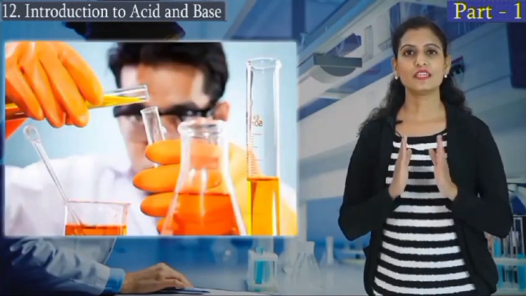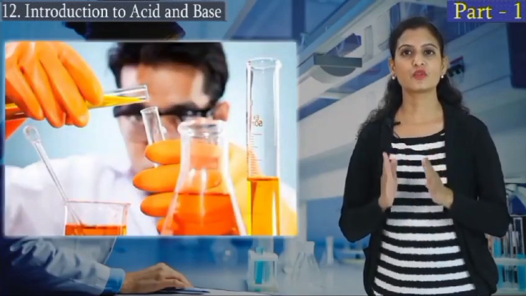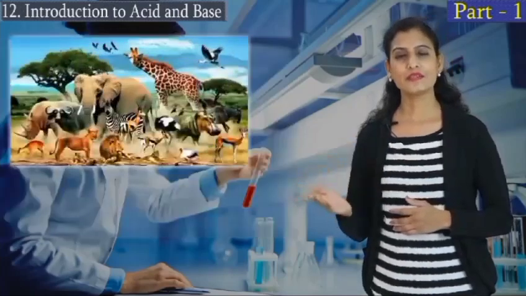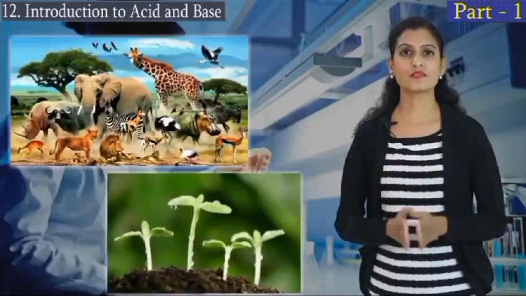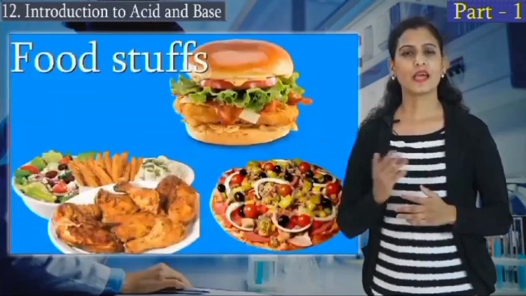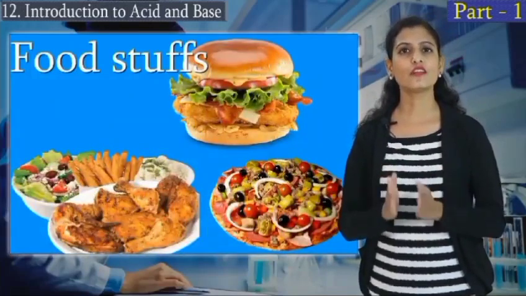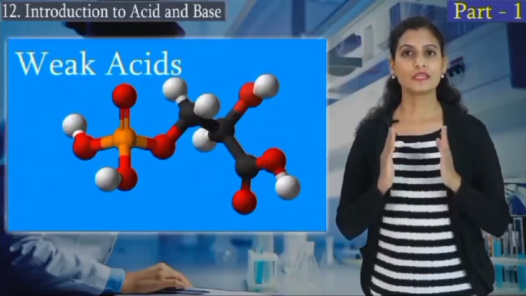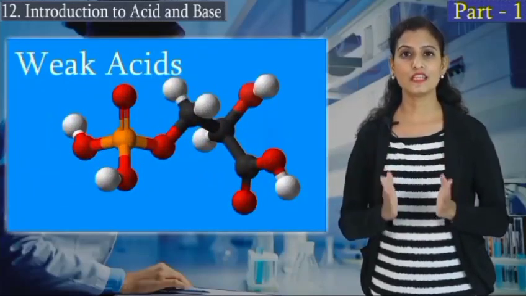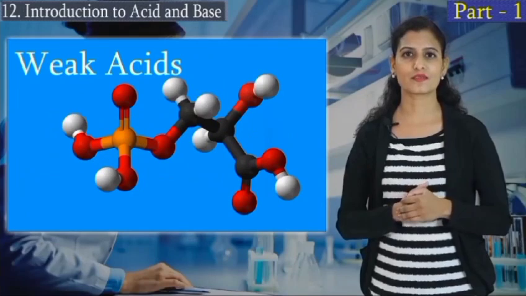Acids are soluble in water and they are corrosive in nature. Animals and plants also possess acids in them. Acids present in foodstuffs are called natural acids or carbonic acids. These acids, being weak in nature, are called weak acids.